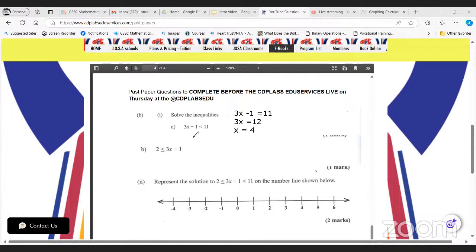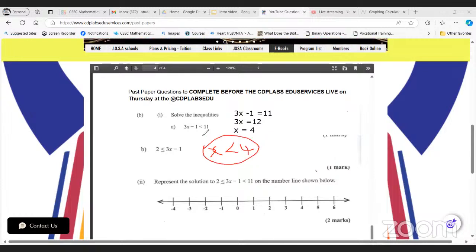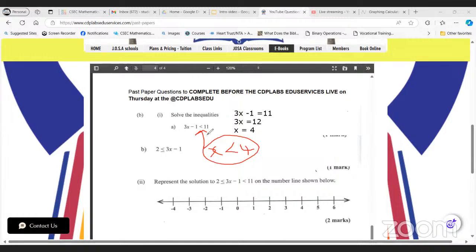Let's put a value less than 4 now. 3 threes are 9, minus 1 is 8, which is less than 11. So that will make the statement true. Therefore, the values of x must be less than 4 for the statement to be true. So this is the inequality statement that will make this statement true. All right? Good.